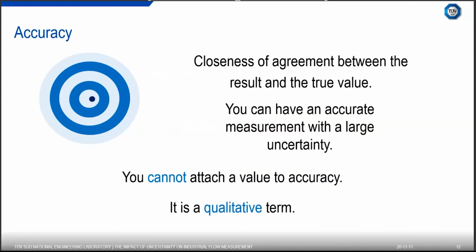Accuracy is another term that's used. This is the closeness of agreement between the result and the true value. You can have an accurate measurement with a larger uncertainty. However, you can't attach a value to accuracy, and it's a qualitative term. So you can describe something as being highly accurate or not very accurate, but you can't assign a number to it. When you start assigning numbers to things, that's uncertainty, not accuracy, and you need to quote a confidence level with your uncertainty.